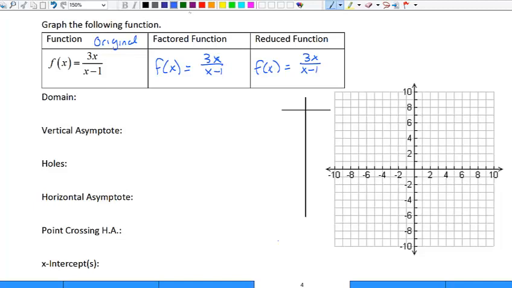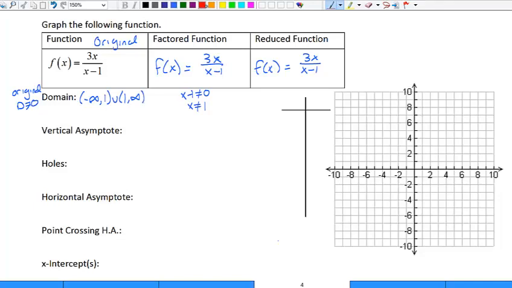To find the domain, we take the original function denominator, and set it not equal to 0. So when I do that, I say x minus 1 can't be 0, so x can't be 1. The domain is all of the values that it can be, so negative infinity to 1, union 1 to infinity.